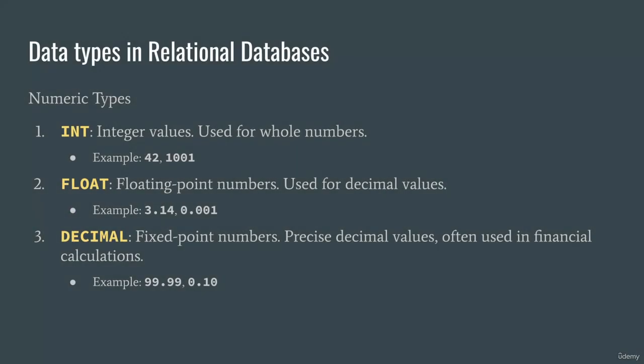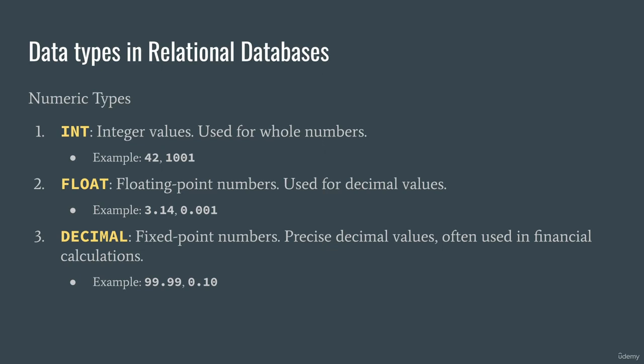Let's talk about numeric data types in relational databases. First up, int. This one's for integer values, so think whole numbers like 42 or 1001. Next, we have float. These handle floating point numbers, perfect for decimals such as 3.14 or 0.001. Lastly, decimal. This type is for fixed point numbers, offering precise decimal values often used in financial calculations, examples being 99.99 or 0.10.